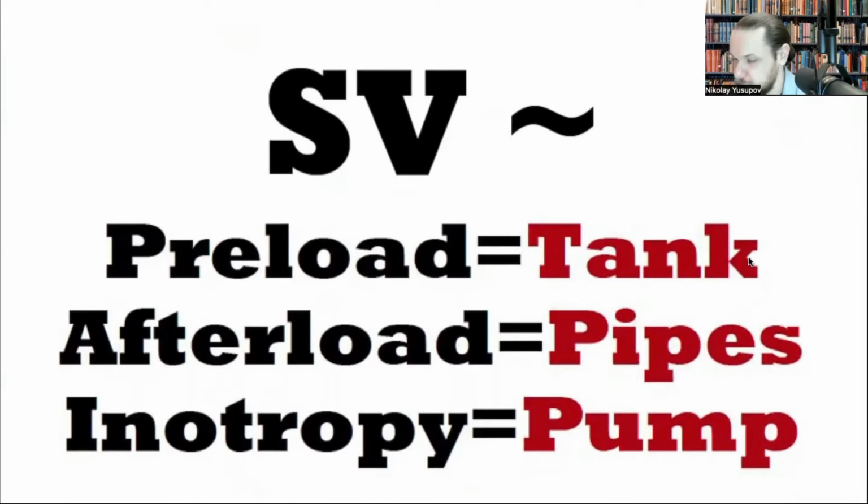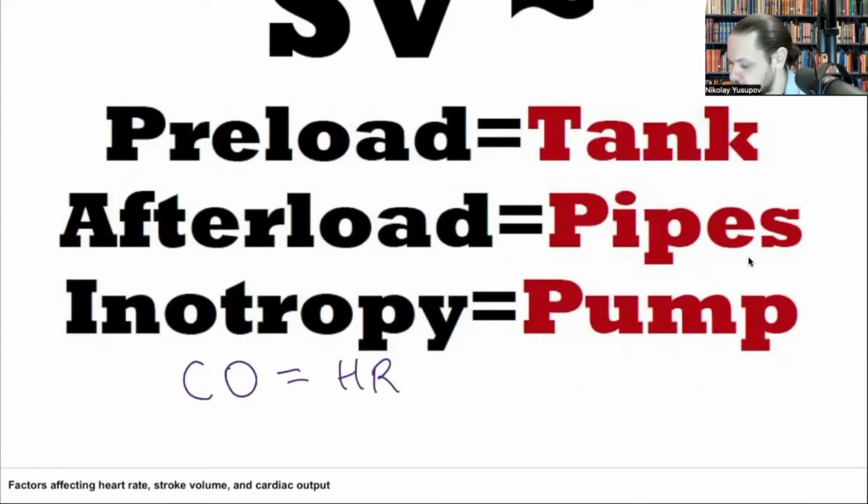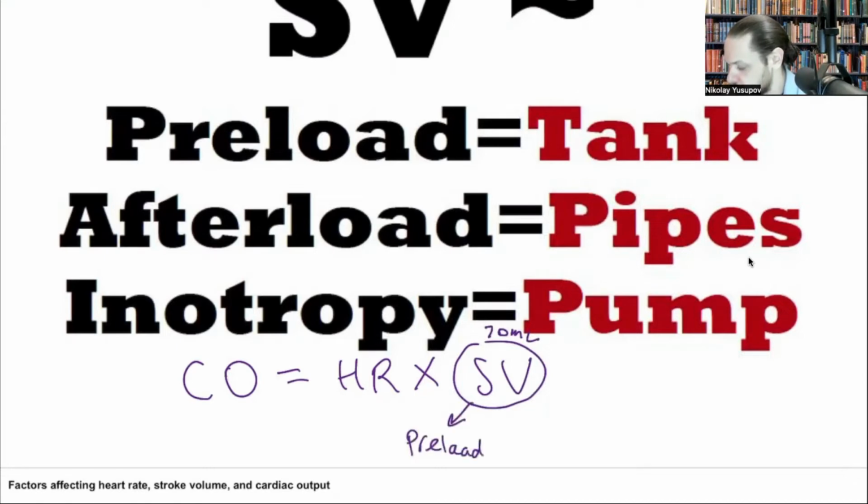So preload is all the blood that's coming in. Afterload is the forces. And inotropy is basically the pump. I wanted to show you something. Remember we were drawing out the formula: cardiac output equals heart rate times stroke volume. The stroke volume, which is roughly about 70 ml, is dependent on preload, afterload, and contractility, another name for which is inotropy. I'm just going to write contractility to make it simple.